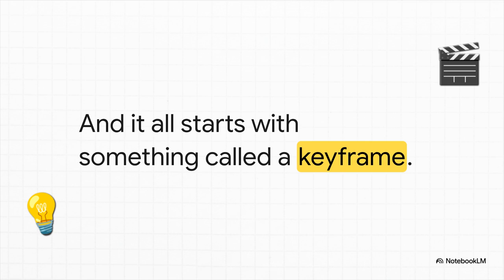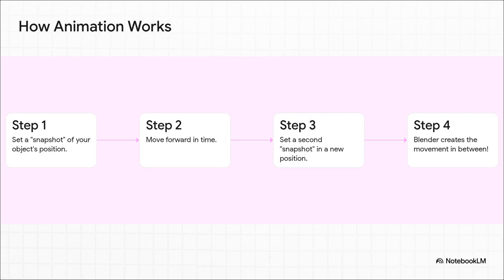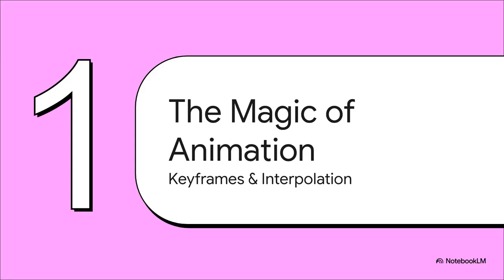It's the absolute foundation. Here's how it works, and it's beautiful. You don't have to draw or move your object for every single frame. Nope, you just take a snapshot of where it is. Then you jump forward in time, move your object to a new spot, and take another snapshot. And then Blender does all the heavy lifting. It magically, and I mean magically, fills in all the movement in between. That magic is called interpolation, and it's going to be your new best friend. So yeah, that's where we're starting. We're going to make sure we really get this idea of keyframes and interpolation, because once you get this, everything else just clicks into place.